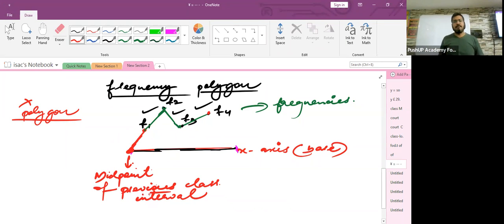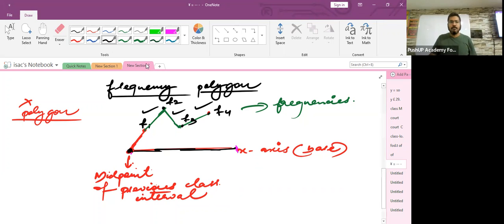You just make a note of this. Whatever you're not understanding, it's not at all a problem. I'll make it clear, children. So you are connecting this F1 to a point on the x-axis, and that point on the x-axis happens to be what? It happens to be the midpoint of the previous class interval. Just note it down. I'll explain it later. Prajwal, did you copy? Yeah.